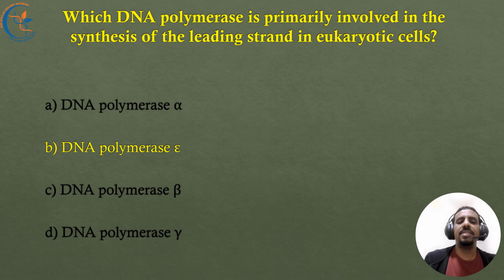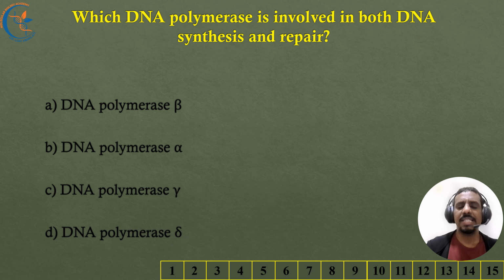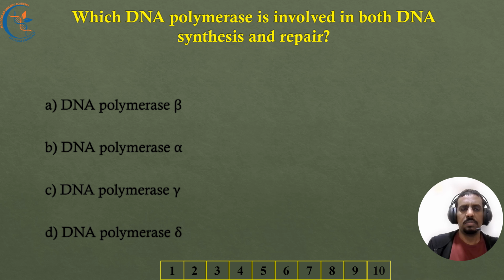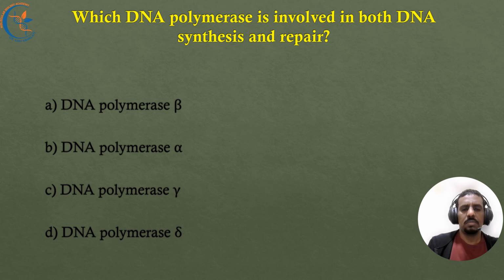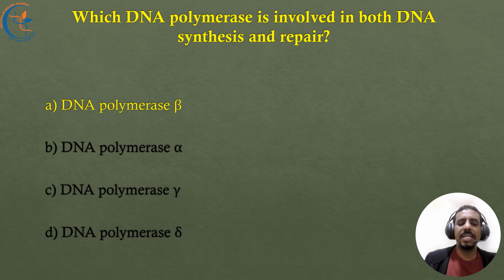The correct answer is DNA polymerase epsilon, which is primarily responsible for synthesizing the leading strand during DNA replication in eukaryotic cells. All right, let's move on. All right, the next question is, which DNA polymerase is involved in both DNA synthesis and repair? The correct answer is DNA polymerase beta.